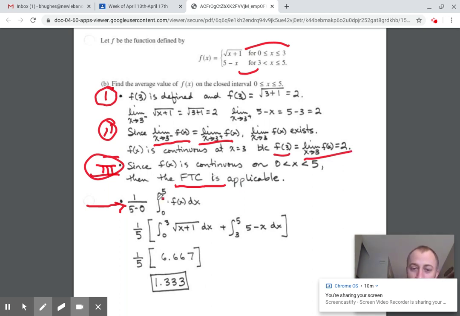So because of that, it is applicable, and then I can go ahead and find out what my average value is, and there it is.